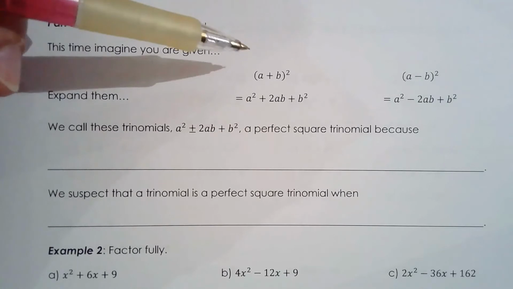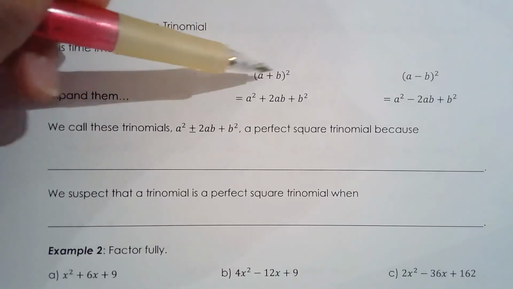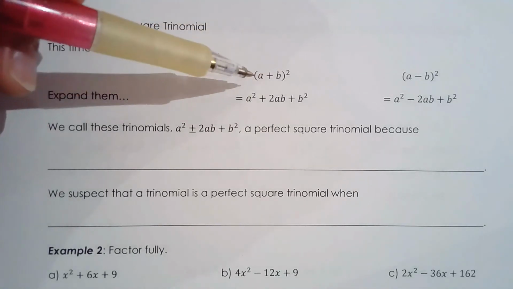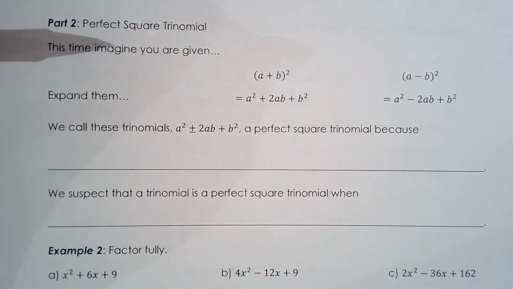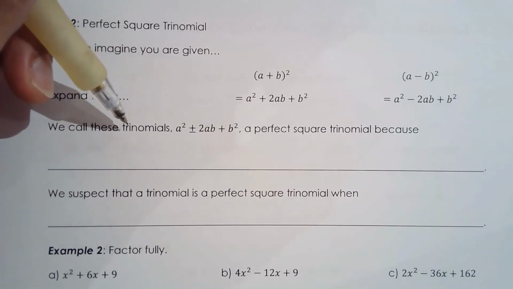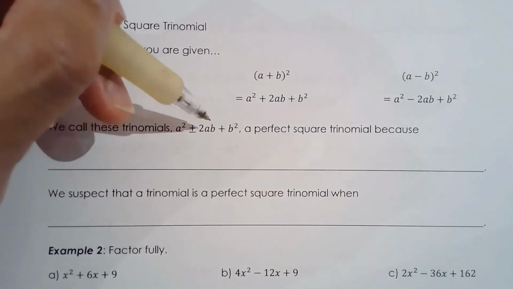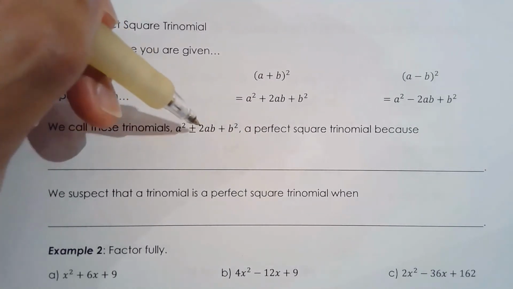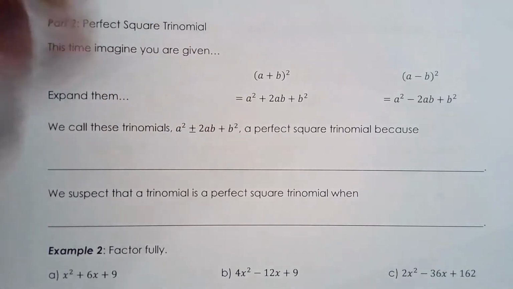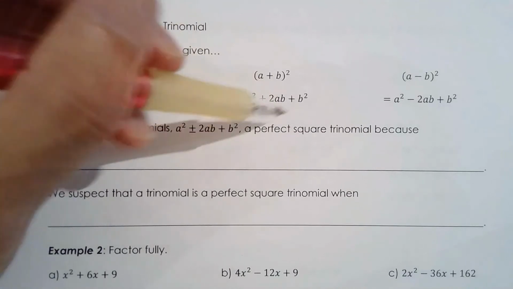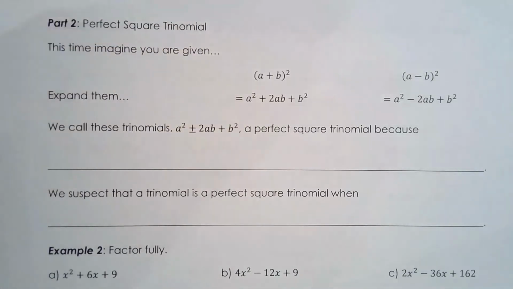So if you expand a plus b all squared, you can do the math, and we've done it earlier in the unit. You'll get a squared plus 2ab plus b squared. If you expand a minus b all squared, you'll get a squared minus 2ab plus b squared. Now we call these trinomials, okay, whether it's a squared plus 2ab plus b squared or a squared minus 2ab plus b squared, a perfect square trinomial, okay? So we have a special name for this expression as well. This trinomial is very special.